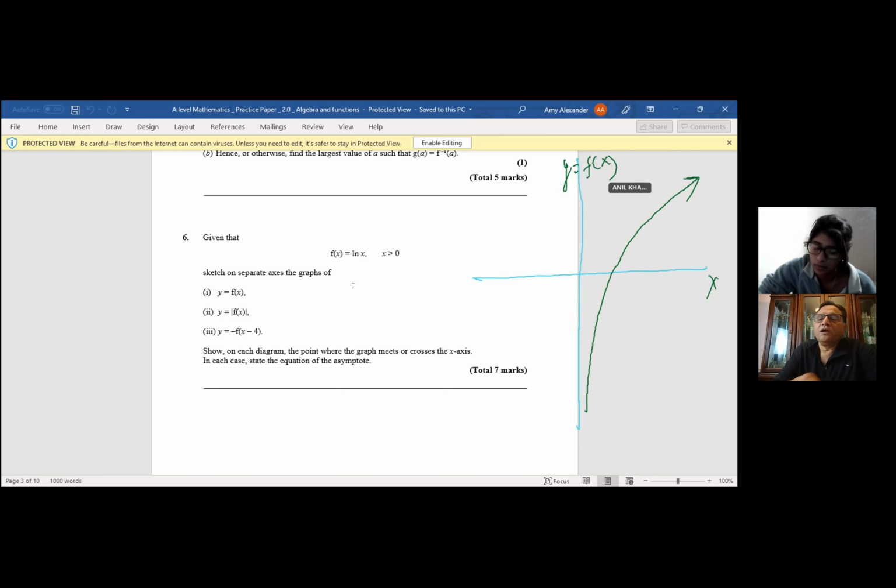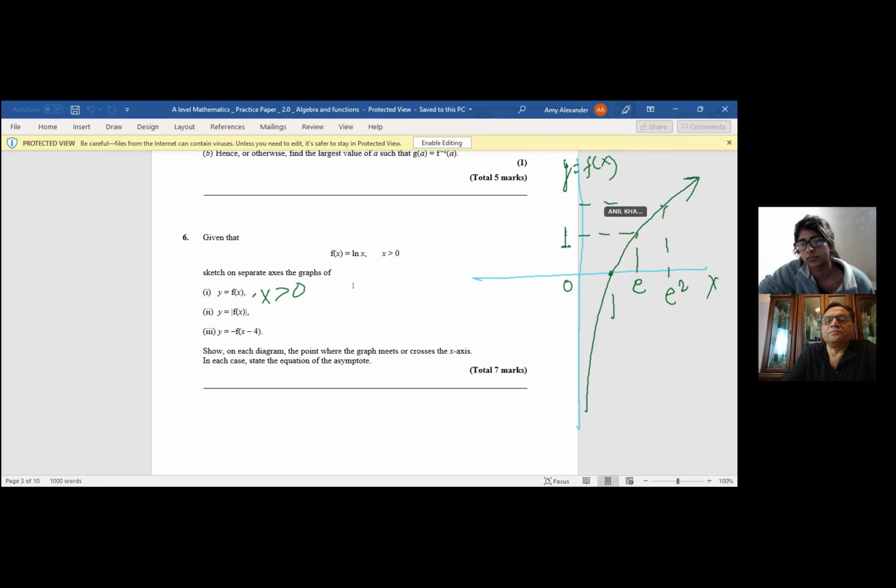Perfect. Now, you should know that x is always greater than 0, as given here. That is the restriction for any logarithmic function. And when will it cross the line? At 1. ln is to the base e. So over here, at e, it will have a value of 1. And it will be 2 for e squared, right? So if I write e squared, then you get 2.